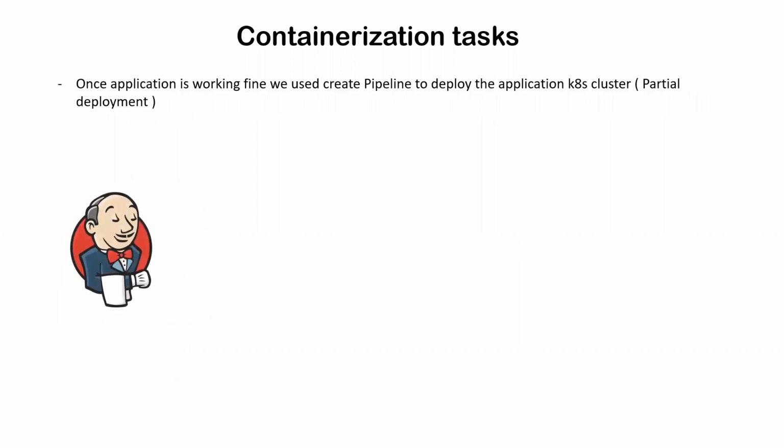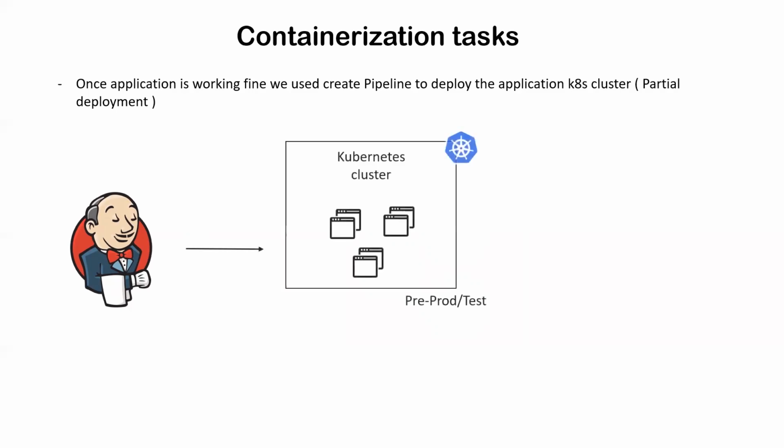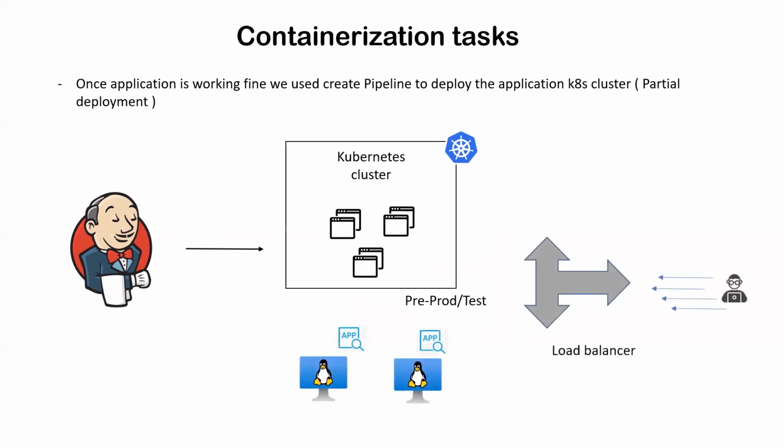Or if the pipeline is not there for any application or microservice, we used to create a new one. In those pipelines, we used to add steps related to Docker image creation, Docker image scanning, pushing the image to the private repository, and deploying onto the Kubernetes cluster. Once the pipeline is ready, through the pipeline, the application will be deployed onto the pre-prod environment or QA environment Kubernetes clusters. The application will be deployed partially because we don't know how the application behaves with the actual load. To test the same, only a few instances of the application will be on the K8s cluster.